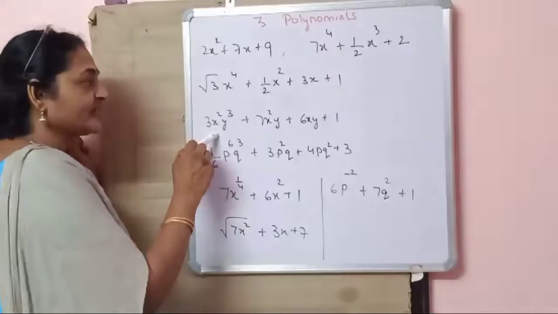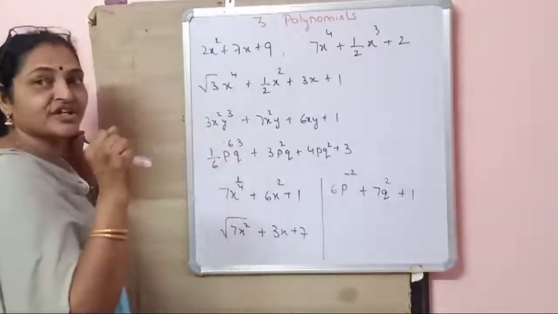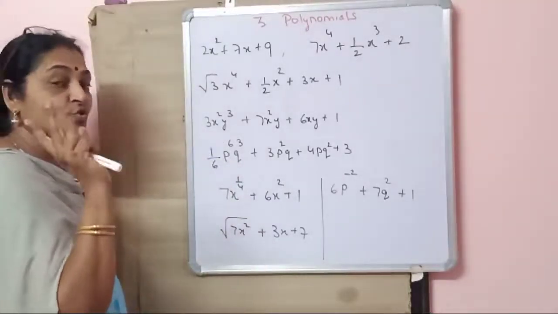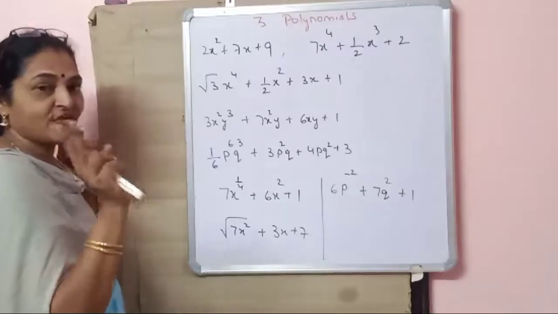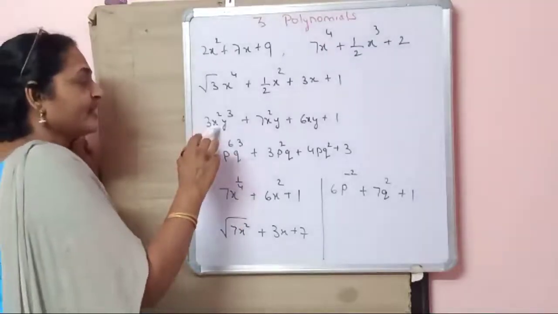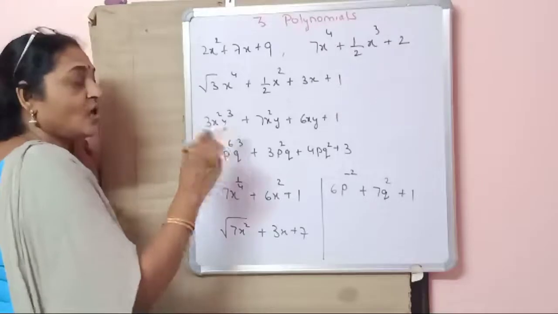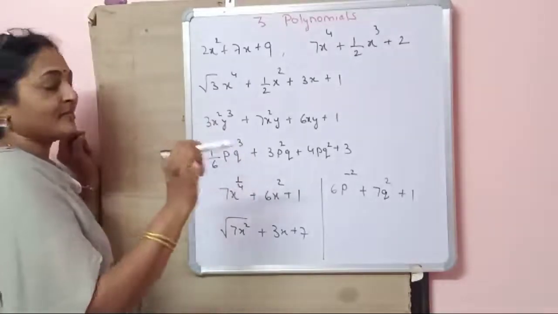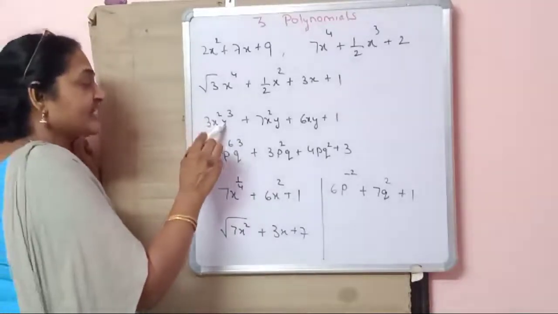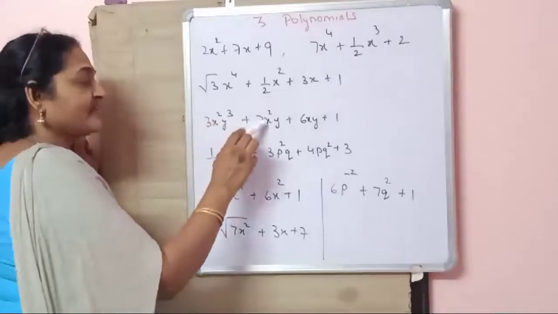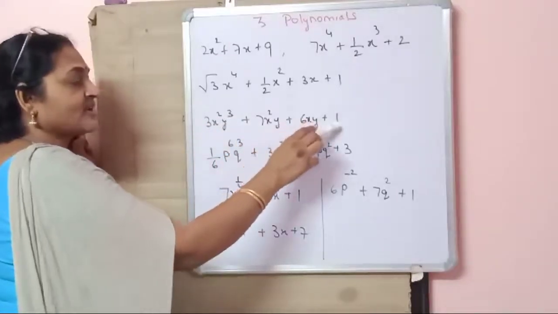Now there are certain expressions which have two variables. Instead of one there are two variables. Your variables are x and y. So how to find out the degree of this expression? Here is 3x square y cube plus 7x square y plus 6xy plus 1.